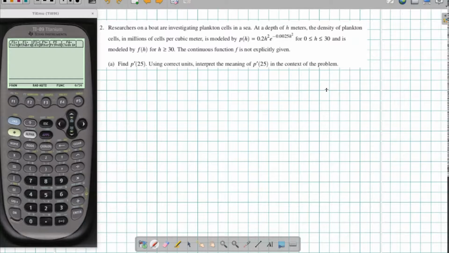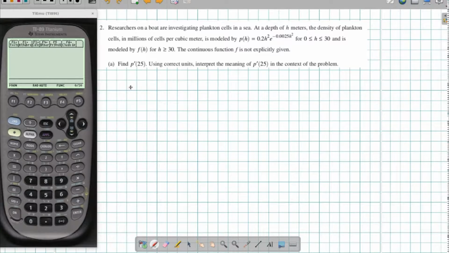Problem 2 says researchers on a boat are investigating plankton cells in a sea. At a depth of h meters, the density of plankton cells in millions of cells per cubic meter is modeled by P of h equals 0.2 h squared e to the negative 0.0025 h squared for 0 less than h less than or equal to 30, and is modeled by f of h for h greater than 30. This continuous function is not explicitly given. They want us to find P prime of 25.